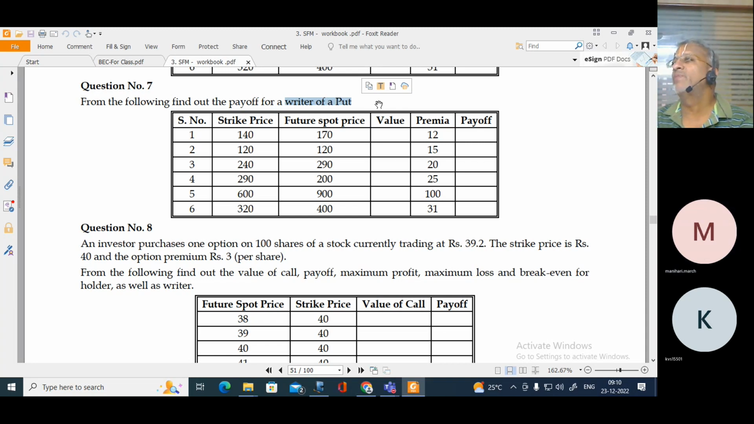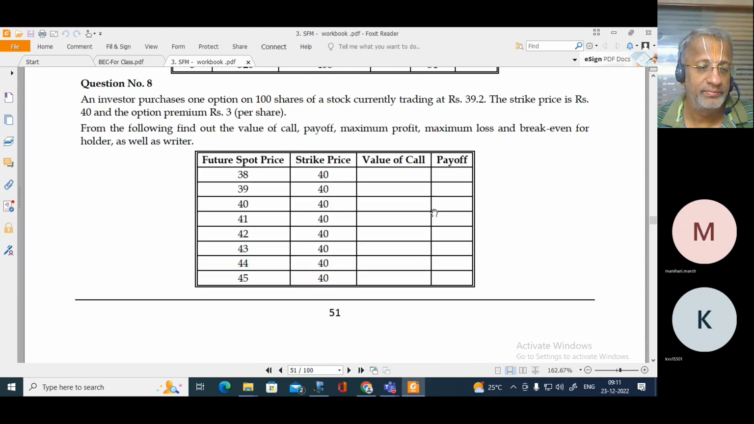No, you can never bring out such a thing. For a writer of a put, where is it that you have a loss? The writer of a put is showing a payoff of positive 12, positive 15. See, for the writer of a put, the value can either be 0 or negative. How could it be positive? He is absorbing an unlimited loss. For him, the premium is a positive figure. You should understand.